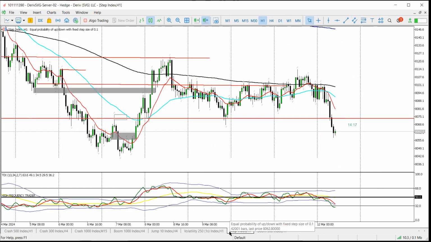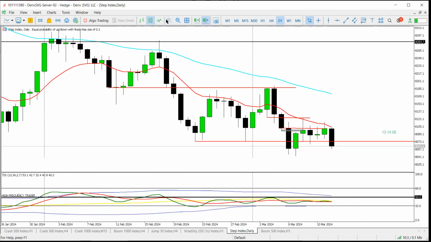Step index, yesterday we didn't have anything solid. We mentioned price was moving sideways in an ugly manner, nothing too clean. And we are waiting for price to show us something so that we can get a setup. So what ended up happening is price actually ended up tapping into the 13 EMA on the daily. If you follow our sessions, you know that if we are tapping on the 13 EMA and we're trading below the 13 EMA, we are looking for sells.